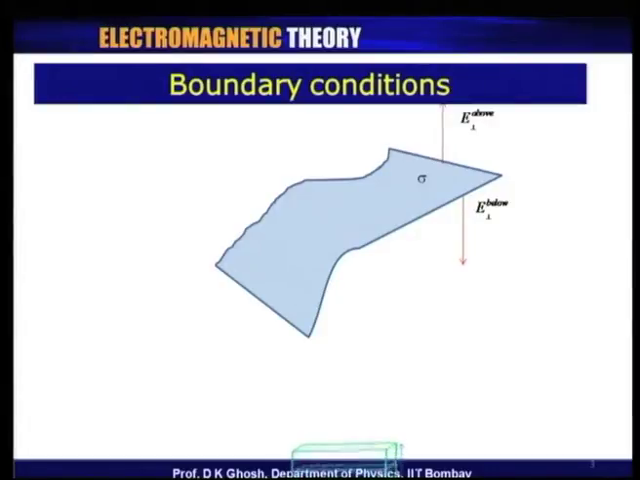We take a Gaussian pillbox, as it is called, or just a rectangular parallelepiped of an infinitesimally small width epsilon, and make it intersect the sheet so that half of this lies above the sheet and the other half lies below the sheet. Now, we know already, according to Gauss's law, that the flux out of any surface, real or imaginary, is equal to the amount of charge that is enclosed divided by epsilon 0.